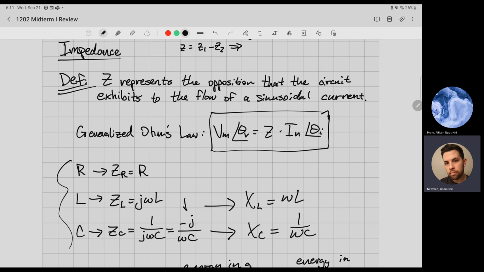I recommend that you also use this equation, because 1 over j is just equal to negative j. Sometimes this will save you. It's a lot easier to work with for a lot of problems.